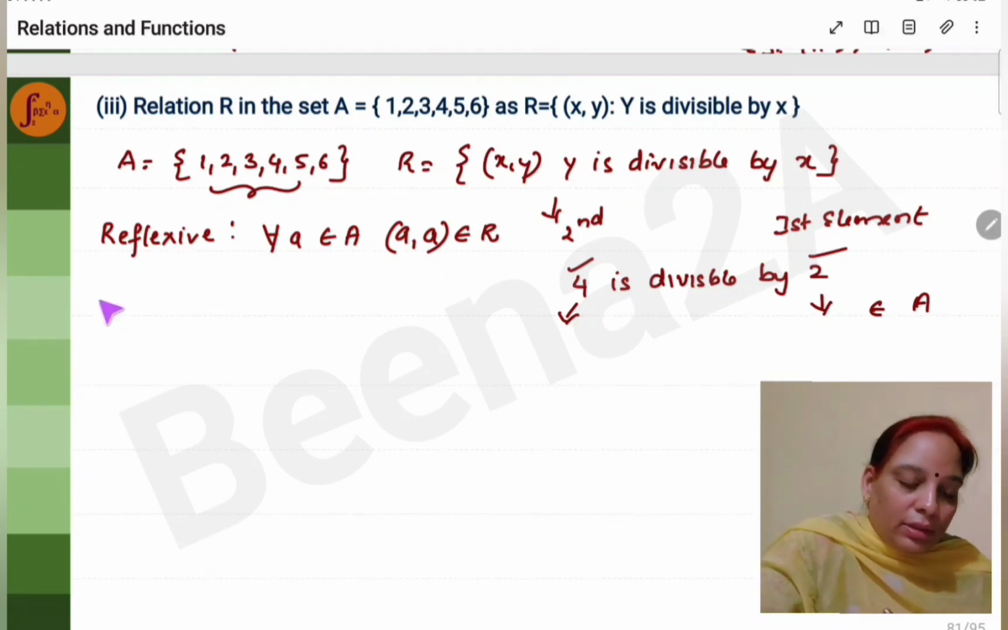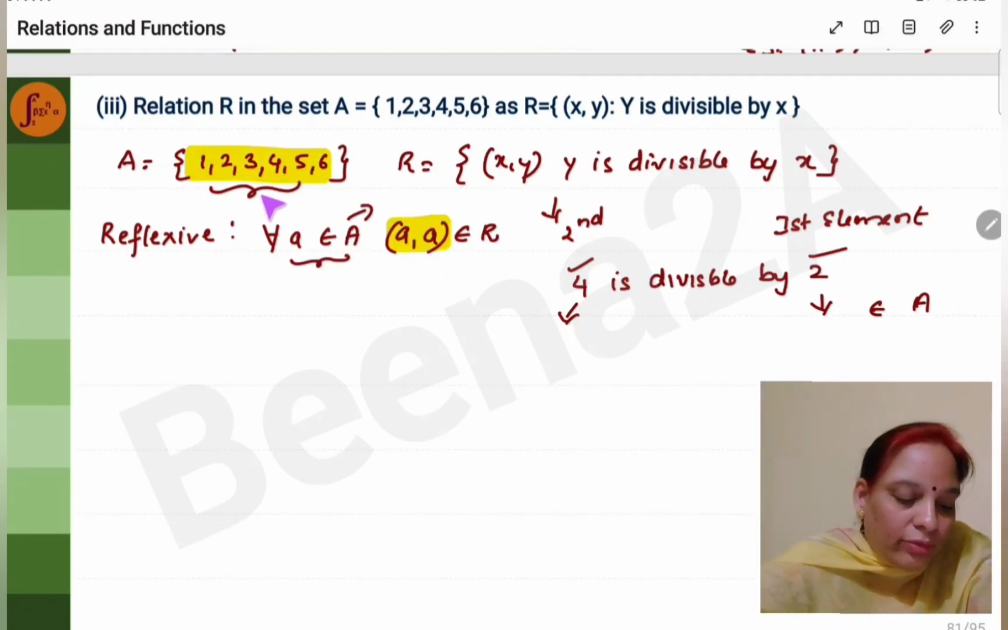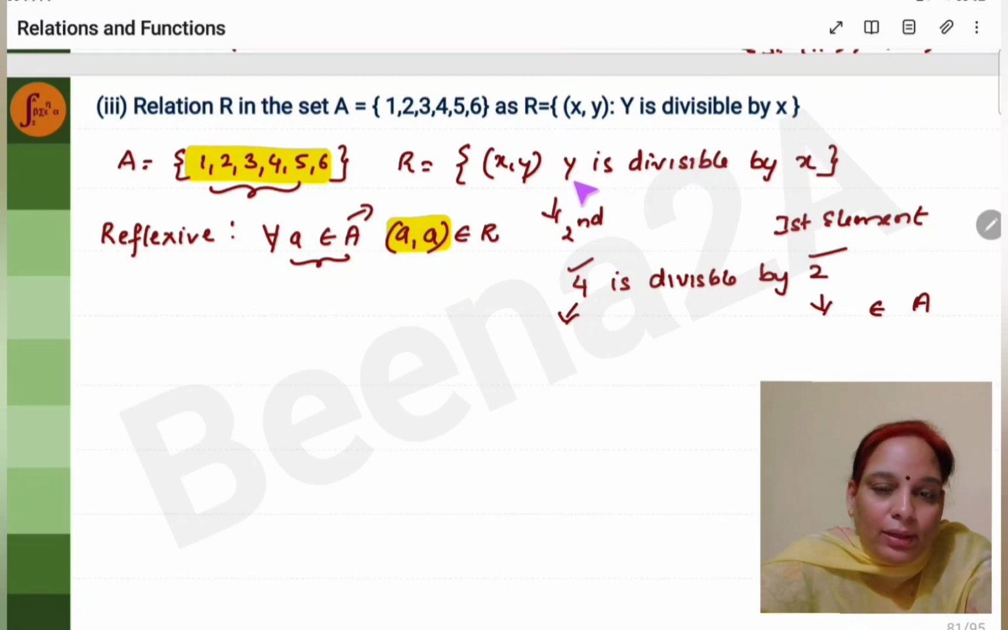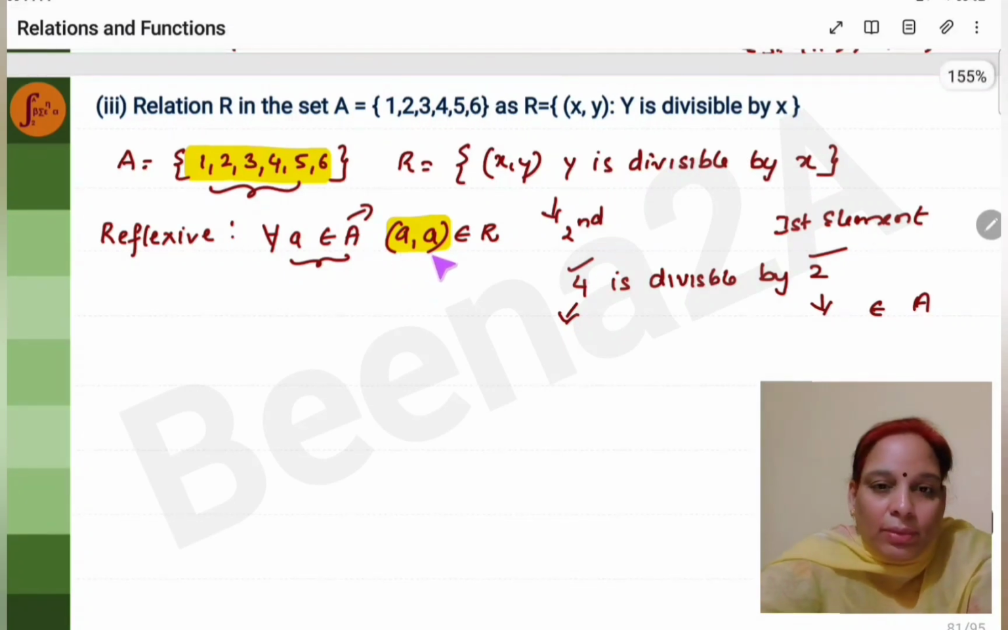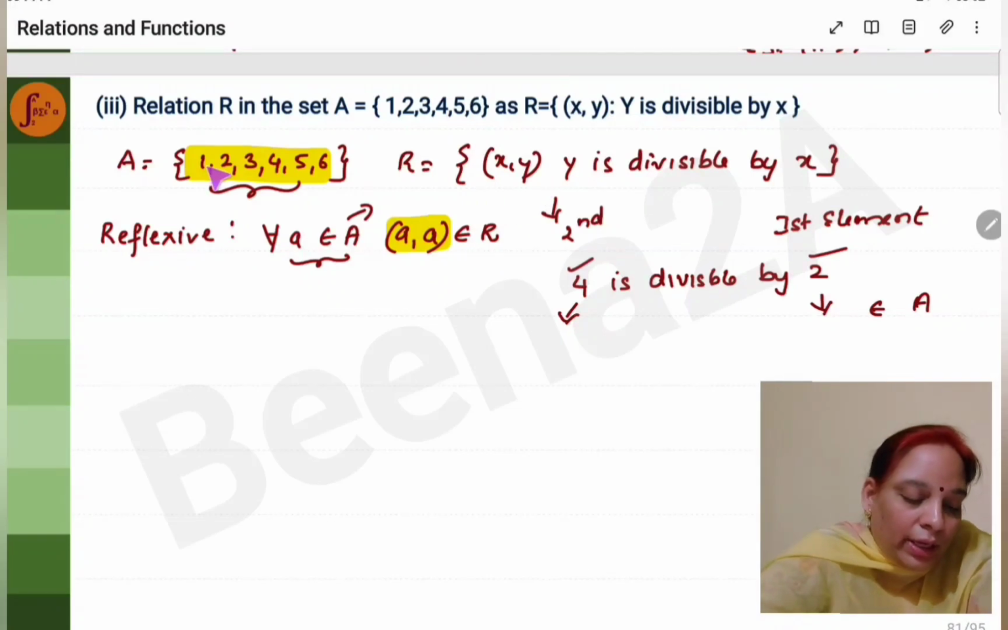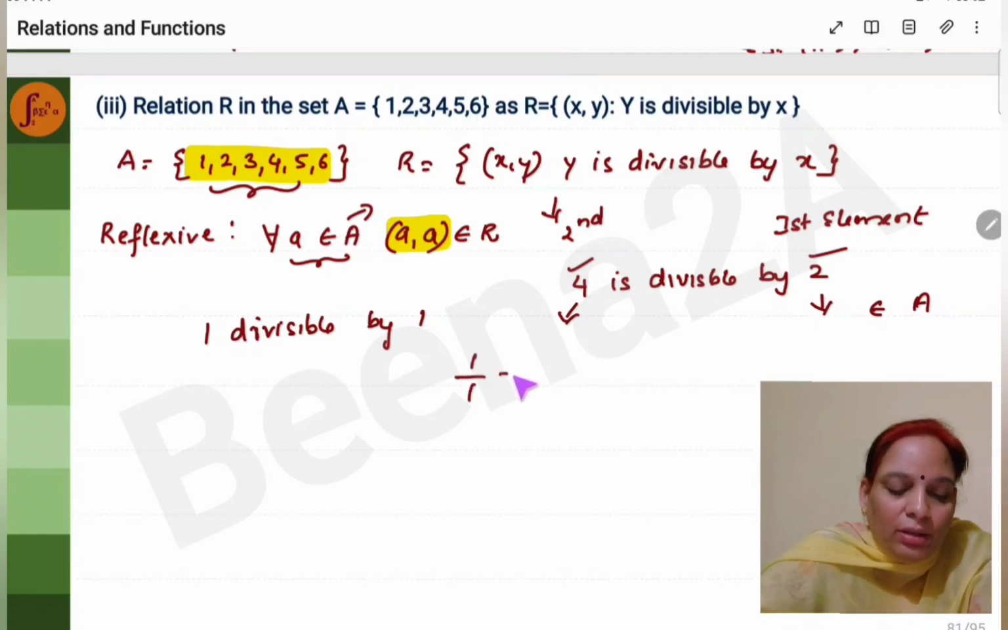Now let's first figure out if it's reflexive. What does reflexive state? It states that for every element A belonging to A, A should be divisible by A. Here y is divisible by x. Y is the second element, but in the reflexive case, the second element and the first element should be the same, so x and x. That means x is divisible by x, or A is divisible by A. Now I can consider the first element, say 1. Is 1 divisible by 1? Yes, 1 by 1 is 1.